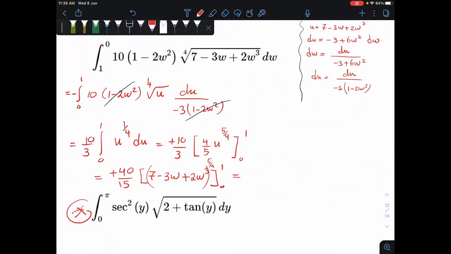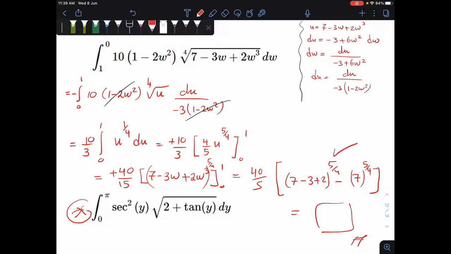So it's 40 over 15 times 7 minus 3 plus 2, all to the power of 5 over 4, minus 7 all to the power of 5 over 4, and then do the calculations. Okay? That's all, guys.